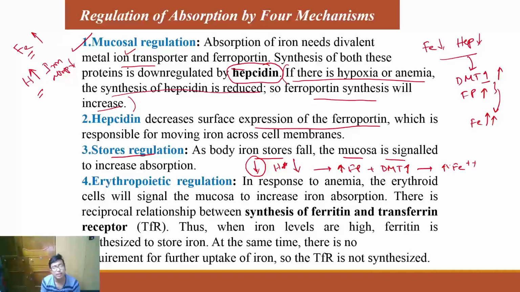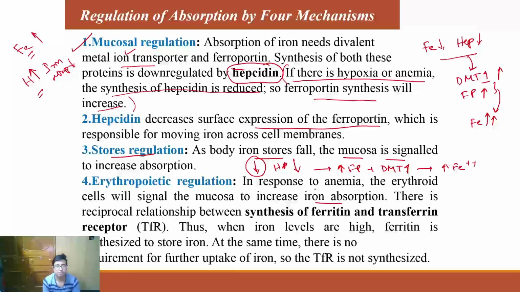And the last regulation is at the level of RBC synthesis, so erythropoietic regulation. So what happens if there is anemia? The stores are already depleted. Now when there is anemia, the RBCs, the various stem cells, the erythroid precursors, etc., will signal the mucosa to increase iron absorption.